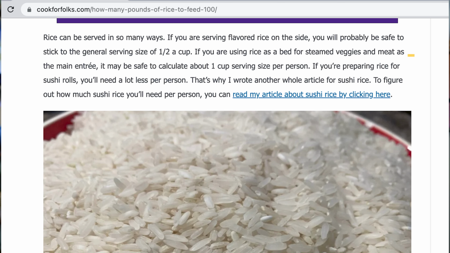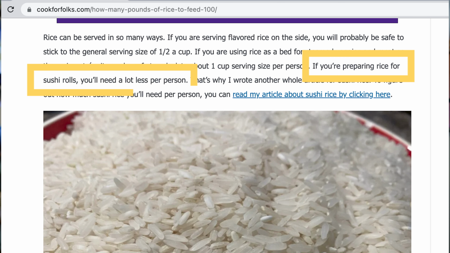All right, so we created a link here. What I did is I found a place in this article where it's talking about the rice calculator, and then here it says rice can be served in a lot of different ways. And you know, if you're serving rice, like a flavored rice on the side, half a cup per person of cooked rice is about right. But if you're serving rice as kind of part of the main entree, maybe as a bed for steamed vegetables, then you might actually double that. So I said, if you're preparing rice for sushi rolls, you'll need a lot less per person.